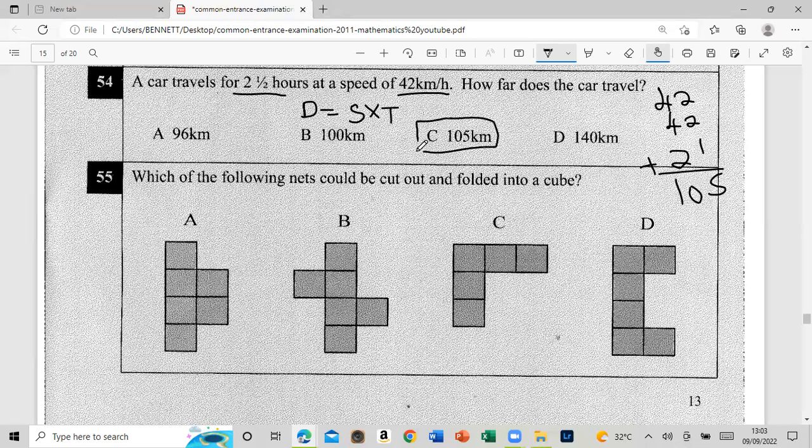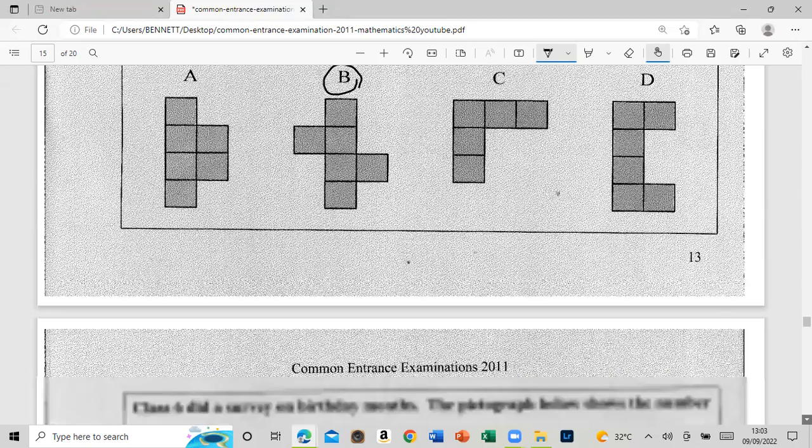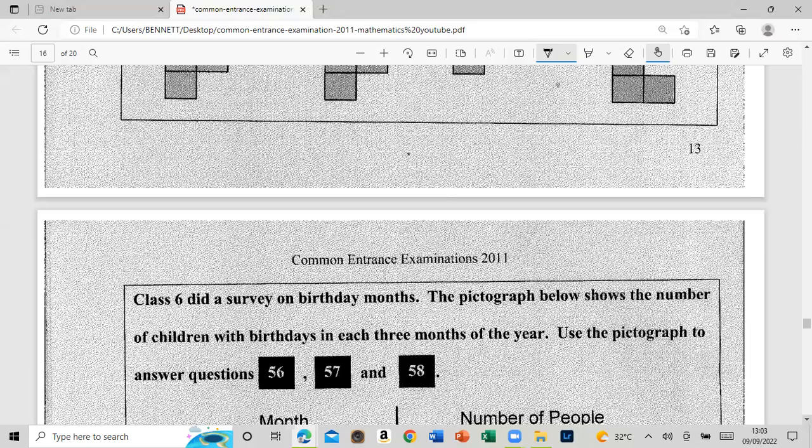Alright? Which of the following nets could be cut out and folded into a cube? Alright, so if you see, that covers it, so it's definitely B. These are general knowledge. You guys should have done these in class. Ask your teachers, alright?